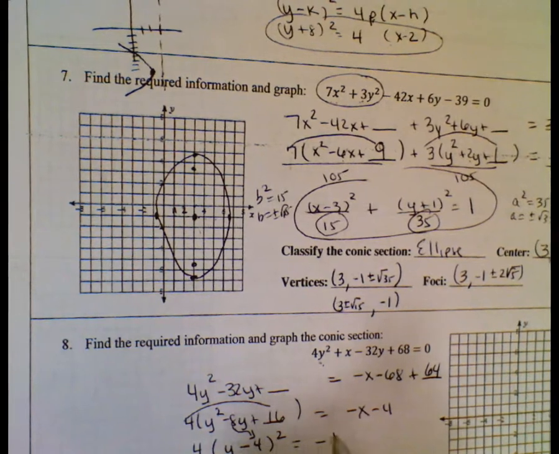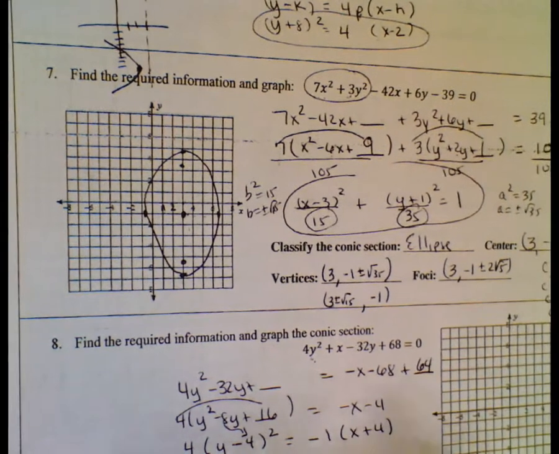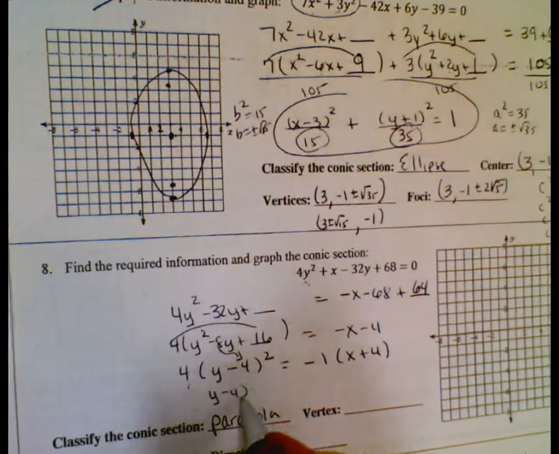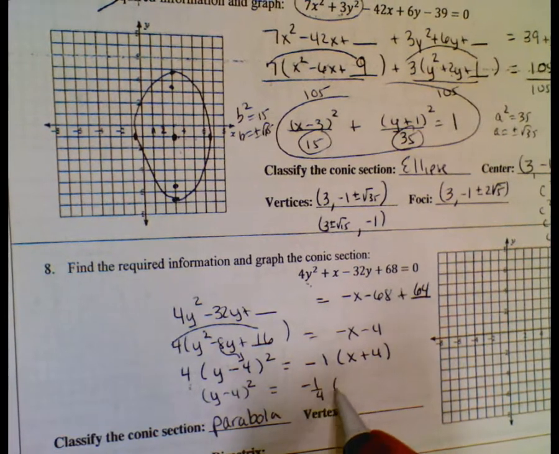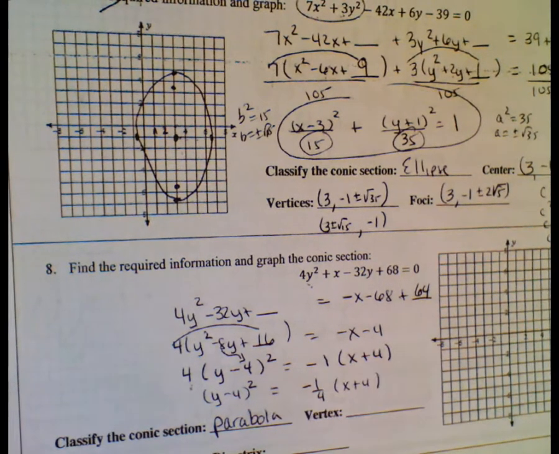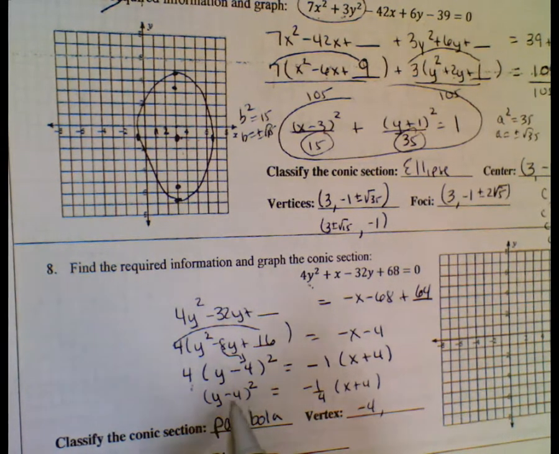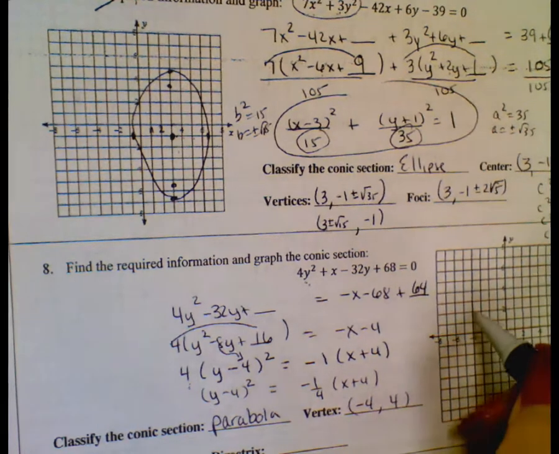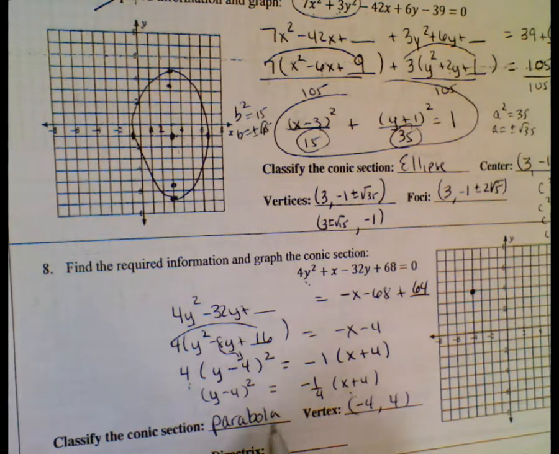This side, I'm going to factor a -1 out. Make that x plus 4. So everything's looking good except for this 4 right here. So we're going to divide both sides by 4 to get this y minus 4 squared by itself. And over here, this would be -1/4 times x plus 4. That's standard form. So the vertex, there's the x, is -4, and then the opposite of its y is 4. Remember, find the x first, which is right there, then the y.